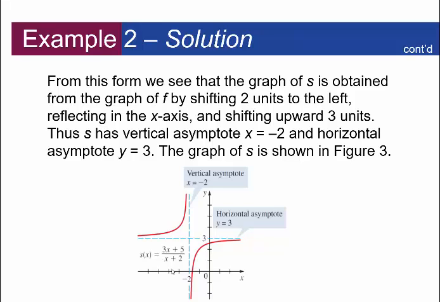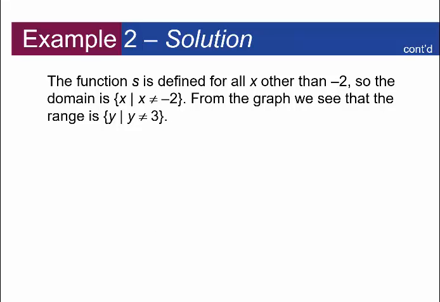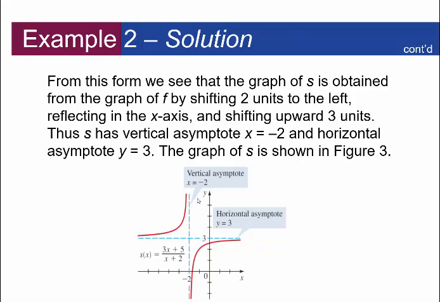Okay, so when we do all that, s has a vertical asymptote at x equals negative 2 and a horizontal asymptote at y equals 3. So you can see the graph here. All right, so now you have to think about what the domain and range of this is. The domain is all x other than negative 2 because I can't divide by 0. And the range is all values except for 3. So you can see the domain is all values but the vertical asymptote, and the range is all values but the horizontal asymptote here.